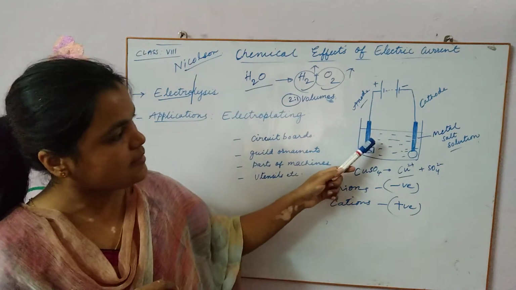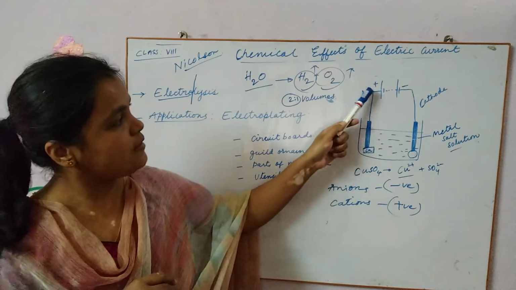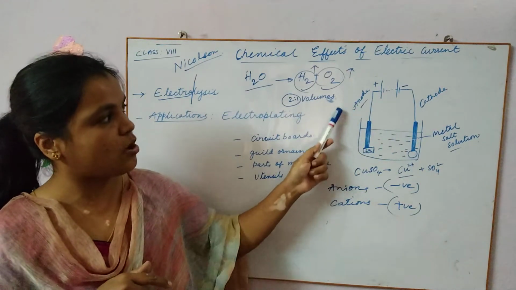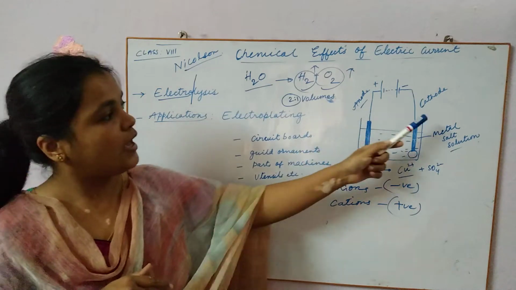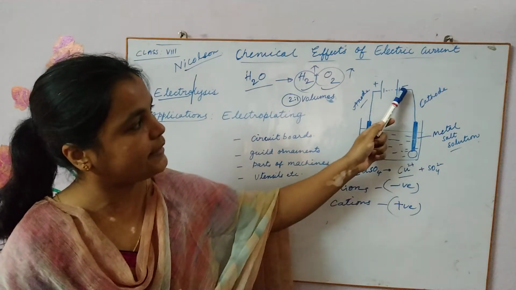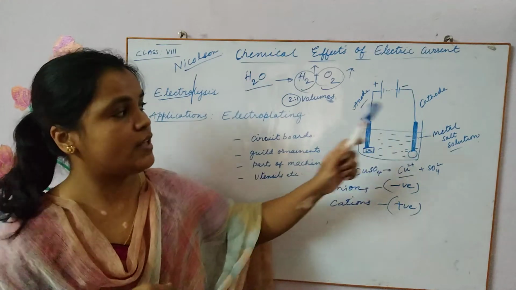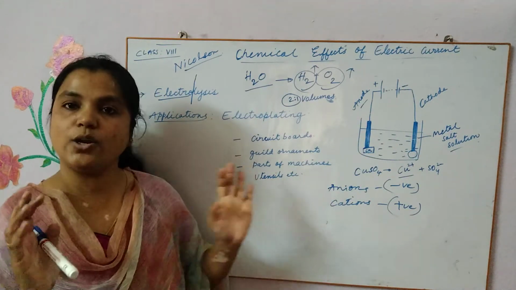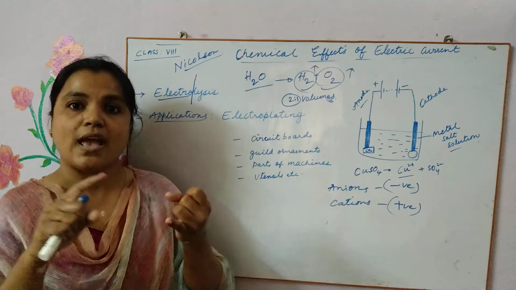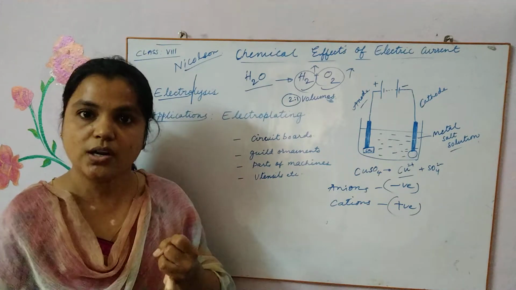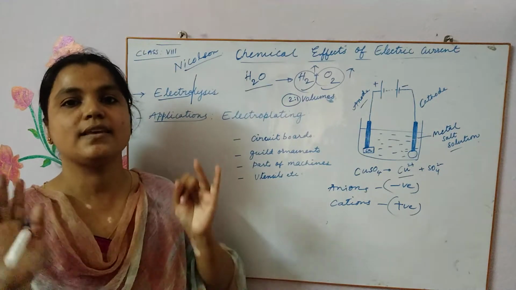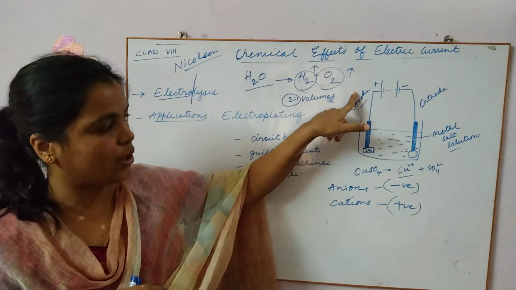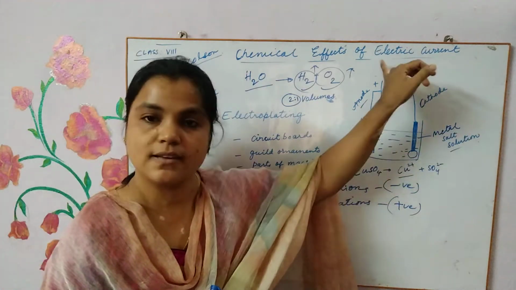Now you can see that this electrode is connected to the positive terminal of the battery. So this electrode is called the anode. Here you have this electrode connected to the negative terminal of the battery. This is called the cathode. You have to understand, remember forever, that anions move towards the anode, cations move towards the cathode. AACC. Anions move towards anode, cations move towards cathode.